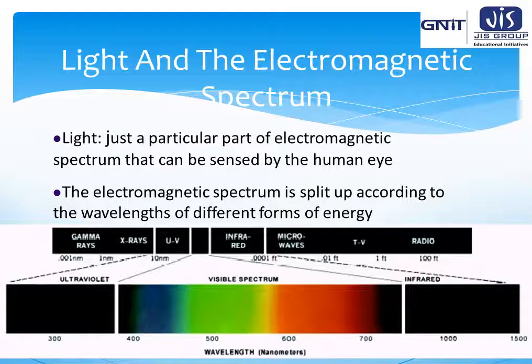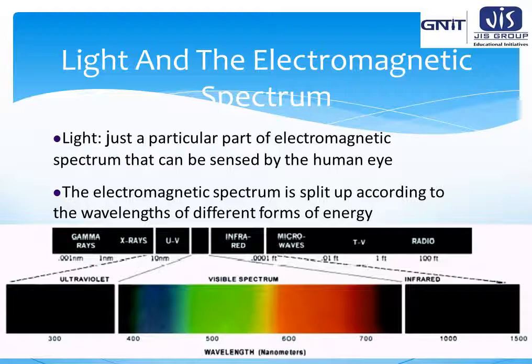In the previous classes we have studied about the basics of digital images and digital image processing. We will continue today's topic and we will start with light and the electromagnetic spectrum. Here we can see the visible spectrum as well as the entire electromagnetic spectrum.